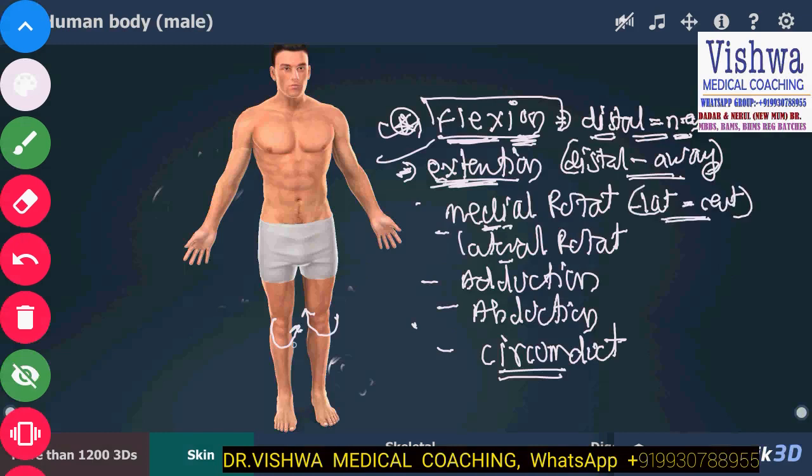Called the medial rotation. If this is rotating like this, it is called medial rotation. And lateral rotation is the opposite, like this. When the medial part of the body goes laterally, it's called the lateral rotation. So this one is medial rotation, this one is lateral rotation. Medial and lateral rotation also need to be understood with respect to any of the joints.